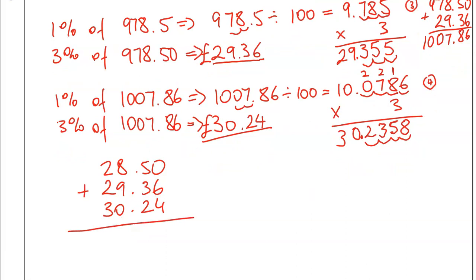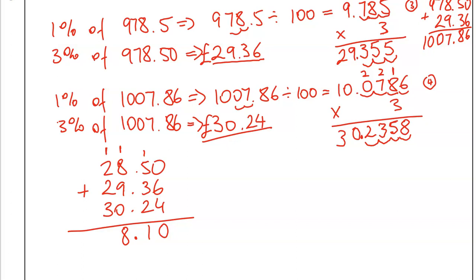6 and 4, that is 10, so 0 down, 1 is carried over. 5 and 3 is 8, and the 2 is 10, and the 1 we have carried over, that is 11, so 1 down, 1 carried over. Now 9 and 1, that is 10, and the 8 is 18, so 8 down, 1 carried over.